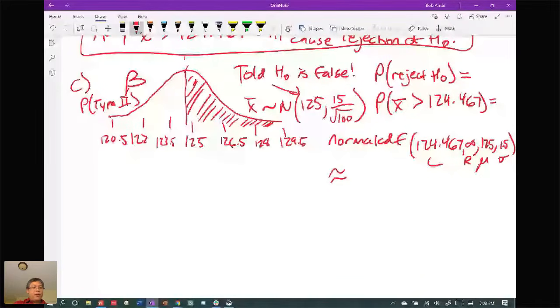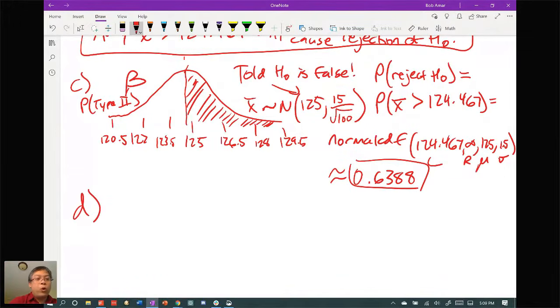I like to use 1E99. You don't need to use a number that big for the upper bound. I just like to use 1E99. And so that is 125, 1.5, paste. That is about a 64% chance. This is the probability that the null hypothesis will be rejected.